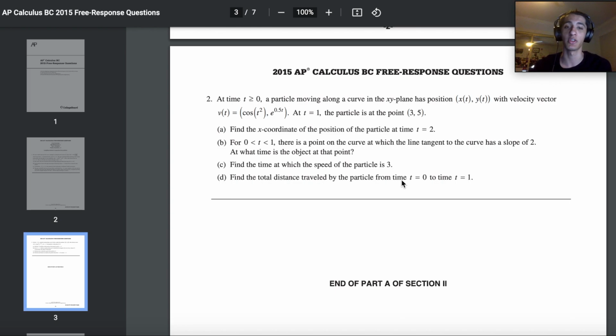BC FRQ. Last time we looked at question number 1, so continuing onwards, we are now met with a velocity question, which you end up seeing pretty frequently in these. So I'll read it out.